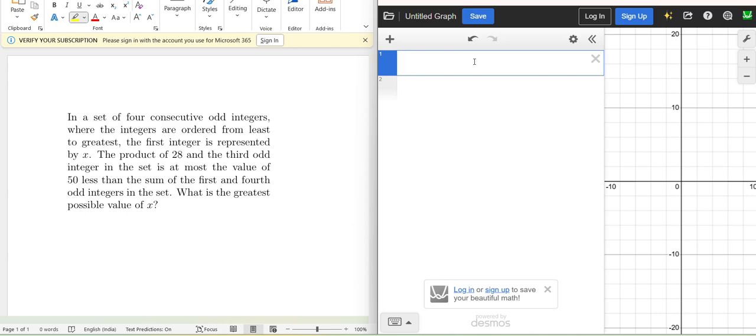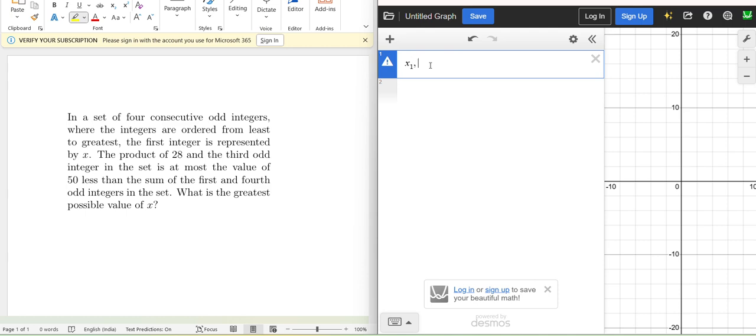So this simply means that we need to make 4 consecutive odd integers in terms of x. In the exam they can say that the integers start from x plus 2, so you must look at the first number where the question has told us to start. The question has told us to start from x, so we are starting from x. I'll suppose it as x1 in Desmos.